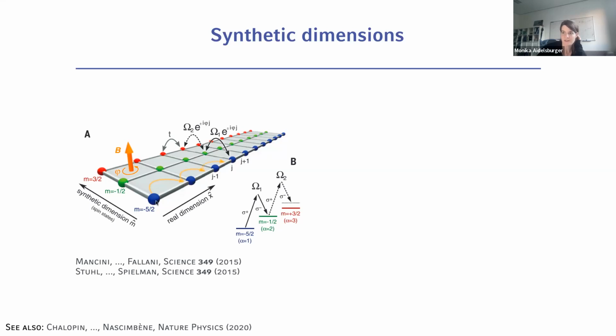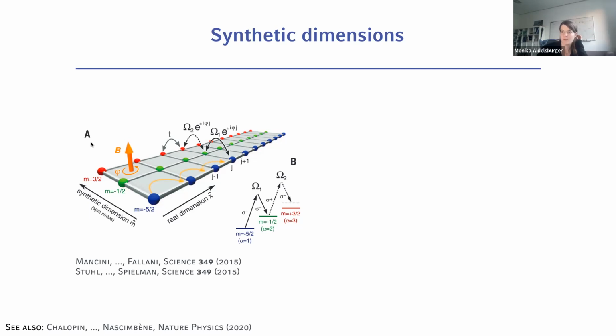So you have a lattice along the x direction, and you have Zeeman states, internal states of your atom, which are these colored balls over here. And then you can introduce two-photon Raman couplings, for instance, in order to couple these internal states. So this creates an effective two-dimensional space, but now in one real space and one synthetic dimension.